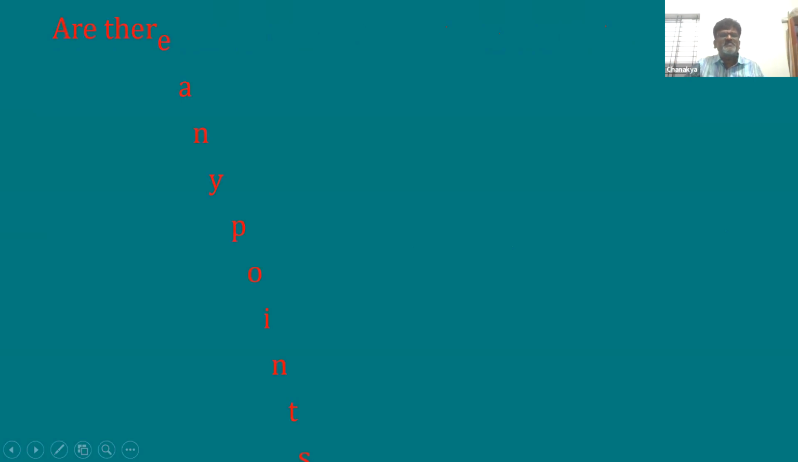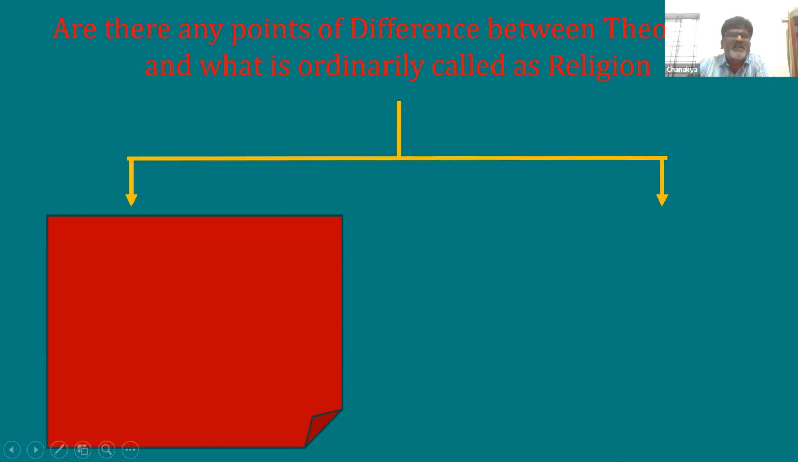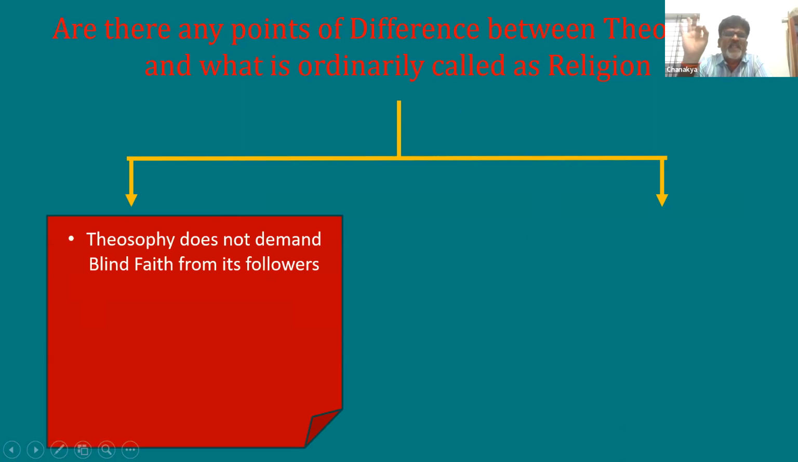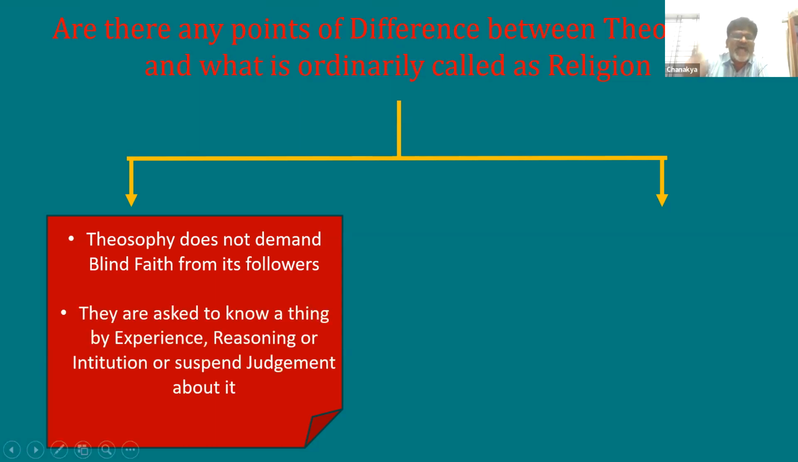The next question people ask is, are there any points of difference between Theosophy and what is ordinarily called a religion? Because we say Theosophy is the basis of religion, and also sometimes it acts as a religion, this question can be answered in two ways. The first one is that Theosophy does not demand blind faith from its followers. Being Theosophists, we know no uniform, no certain things. You see, a lot of people in different lodges don't come to the Bharat Samaj Puja. We will never say, come, you have to attend that. No, it is their wish. Number two, they are asked to know a thing by experience, reasoning, or intuition, or suspend judgment about it. This is a very important aspect also.